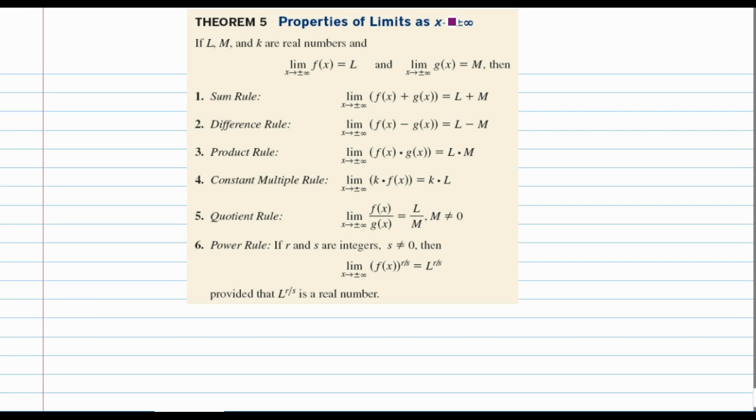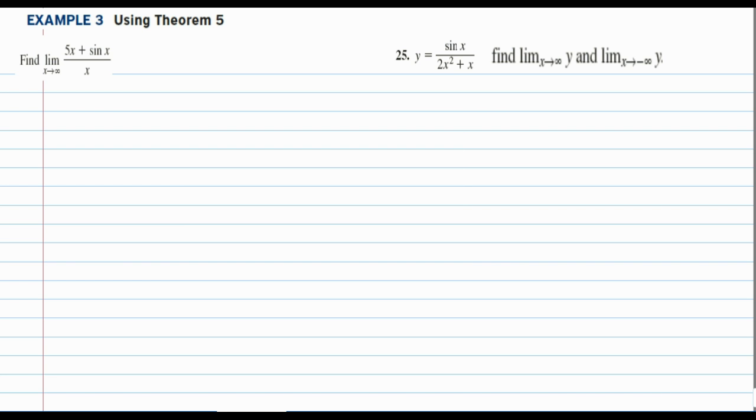Properties of limits as x approaches positive and negative infinity. Now these properties are the same as we studied in section 2.1, just now as x approaches positive or negative infinity. So you can still add two limits together, you can subtract two limits, multiply by a constant. You can divide as long as the denominator doesn't approach 0, etc. So let's look at an example.